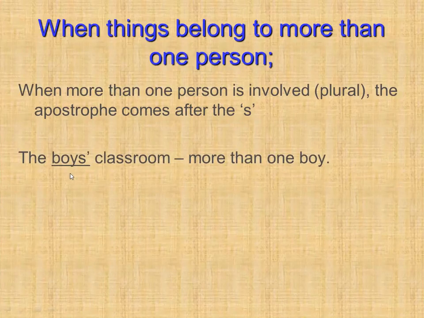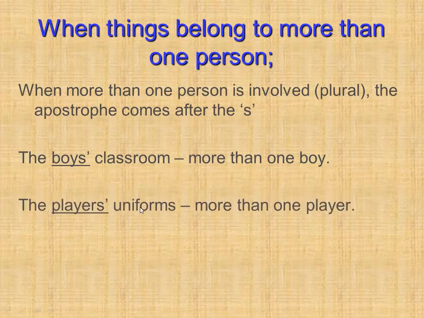Take a look at this example, the boys' classroom. Here the word boys is being used in the plural. And how do we understand this? By placing the apostrophe after the S. Now, if I place the apostrophe before the S, this will become a singular, and it will seem that I'm talking about one boy and the classroom belongs to him. Since the apostrophe is being used after S, this means that we are talking about many boys here and the classroom belongs to them. The players' uniforms.